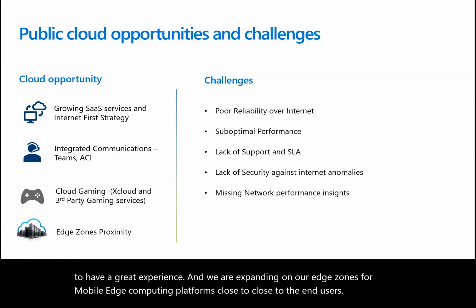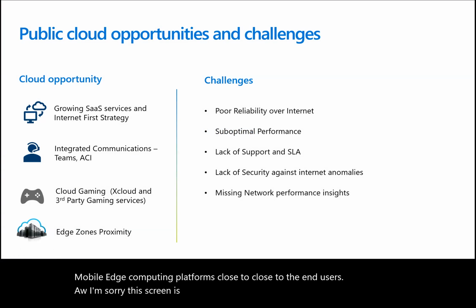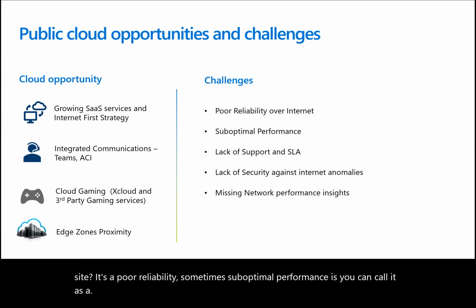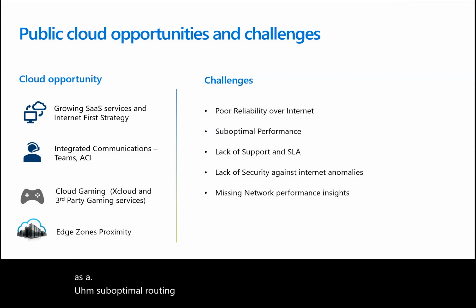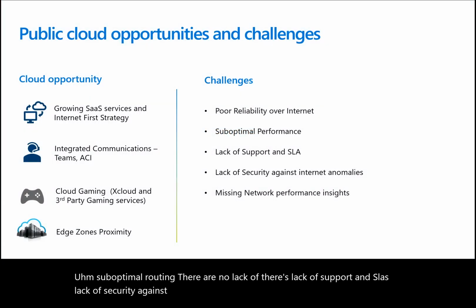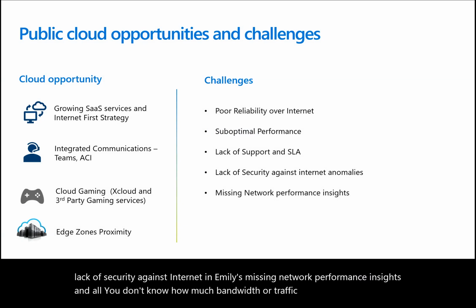I'm sorry, the screen is flickering again. What challenges do we face on the internet side? It's poor reliability, sometimes suboptimal performance. You can call it suboptimal routing. There's a lack of support and SLAs, lack of security against internet anomalies, missing network performance insights and all. You don't know how much bandwidth or traffic you're getting and all.